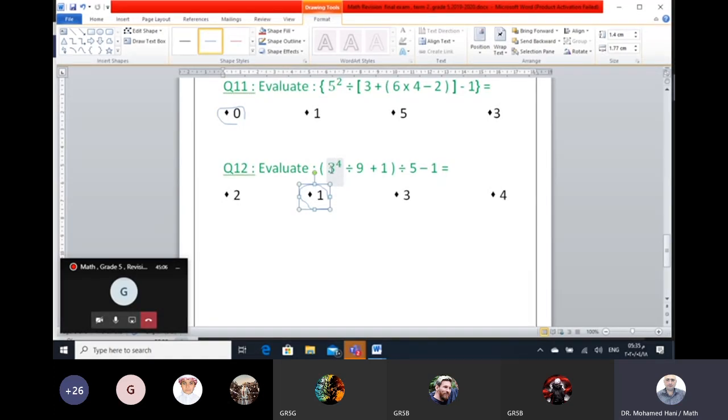So here 81. 81 divided by 9 will be 9. So the value here is 9. 9 plus 1 will be 10. So the value inside the parentheses is 10. Now 10 divided by 5 will be 2. Now 2 minus 1 will be 1. So the right answer is 1.